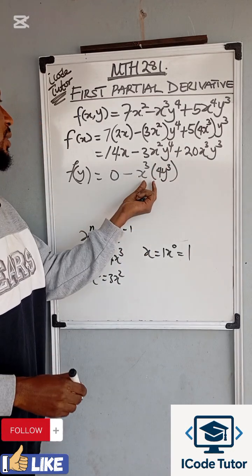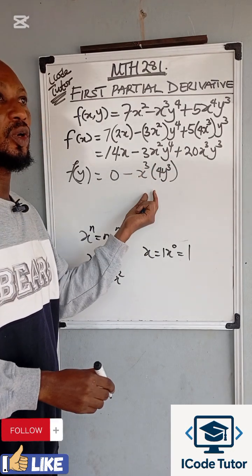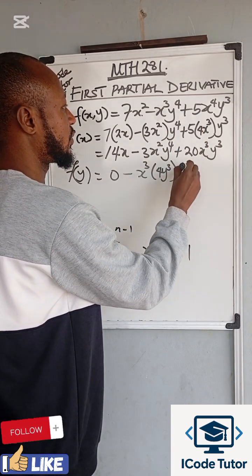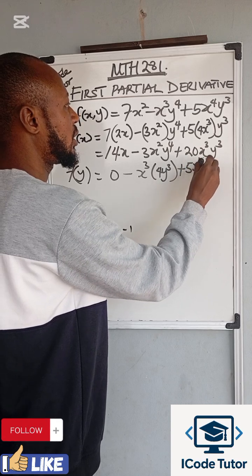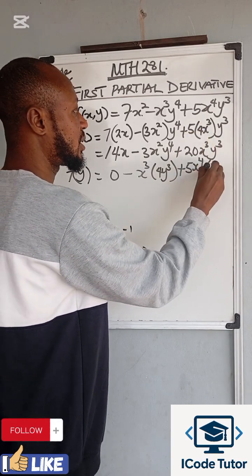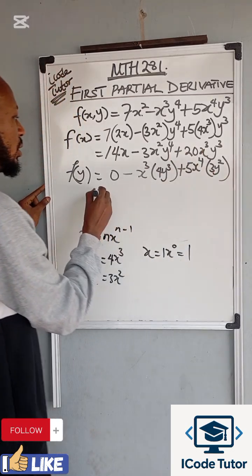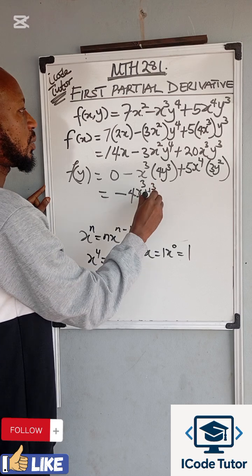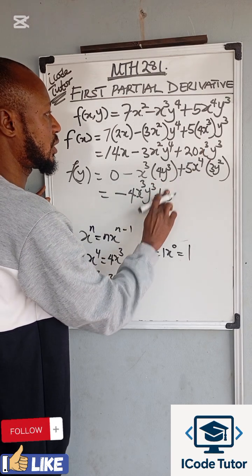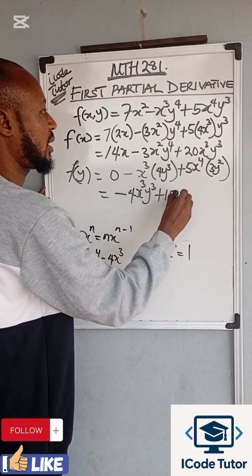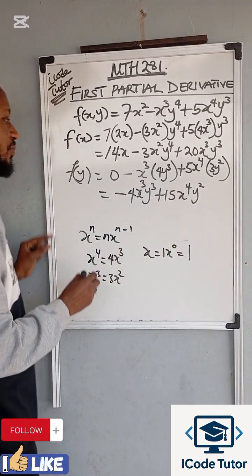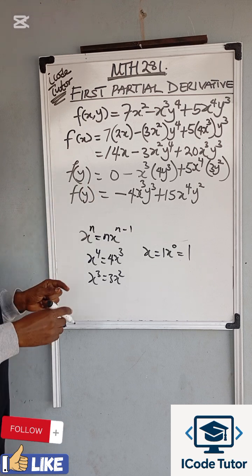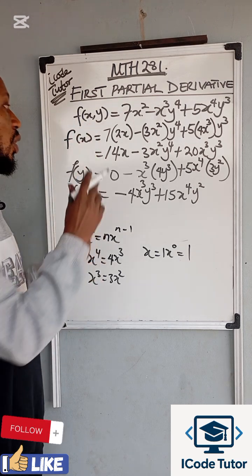Don't forget that we are treating y as the variable. That means x will be constant. Plus this one will be 5x to the power 4 into the derivative of y cubed, which is 3y squared. Now, this one will be minus 4x cubed y cubed plus 15x to the power 4 y squared. That's the partial derivative with respect to y. That means we need to find the derivatives with respect to the two variables.